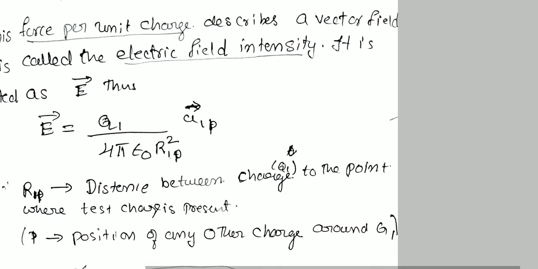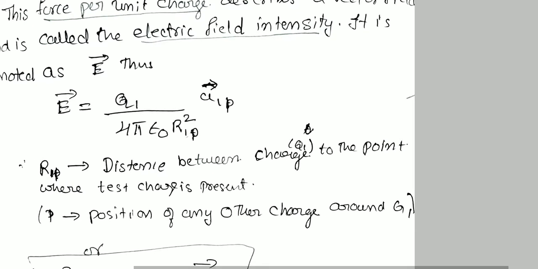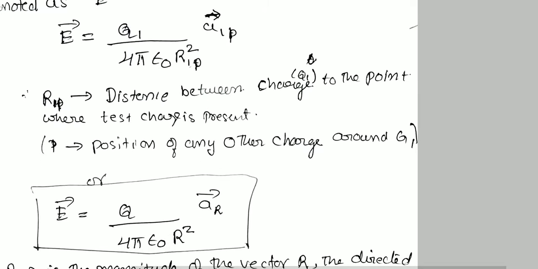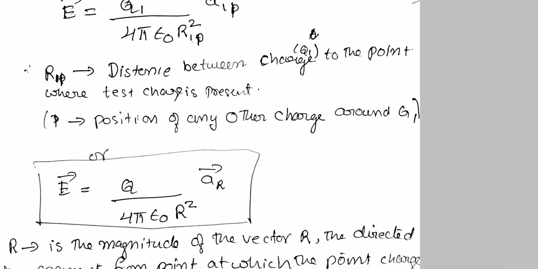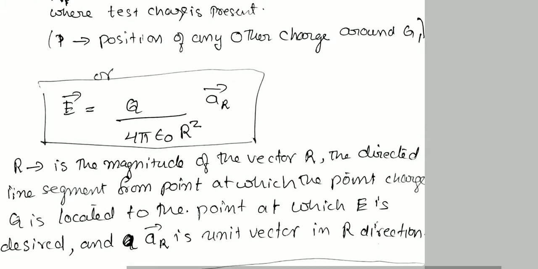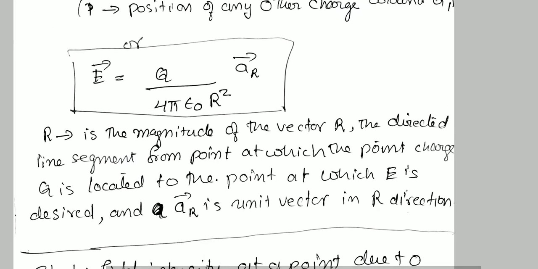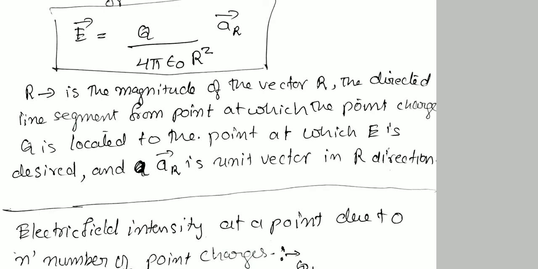R indicates the distance between charge Q1 and the point where the test charge is present, and P indicates the position. In general we can write E is equal to Q divided by 4 pi epsilon naught R square into AR. As I told before, AR indicates the direction of our electric field intensity. R is the magnitude of the vector, or the directed line segment from the point at which the point charge Q is located to the point at which E is desired. In simple words, it is the distance between Q1 and the point where you are measuring, and AR indicates the direction.